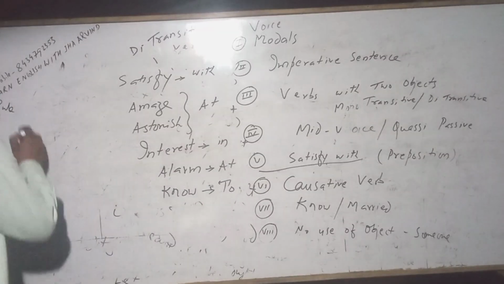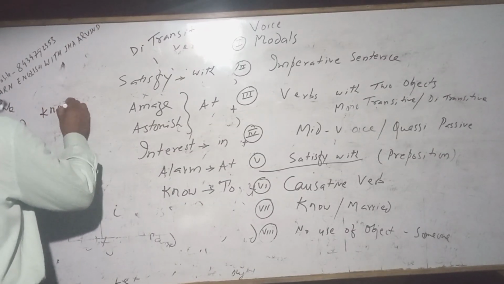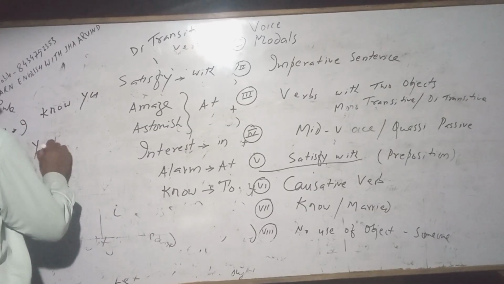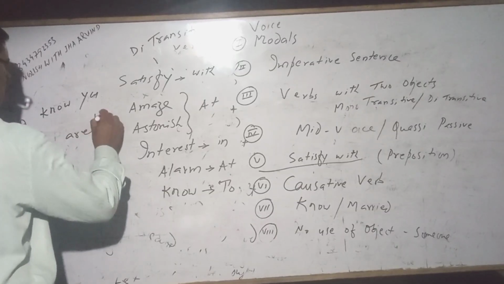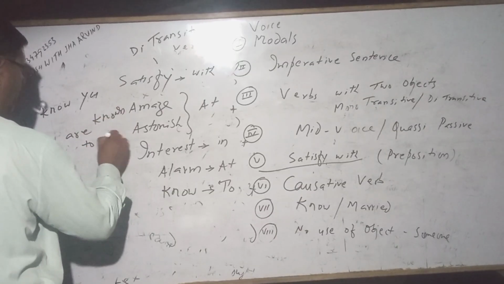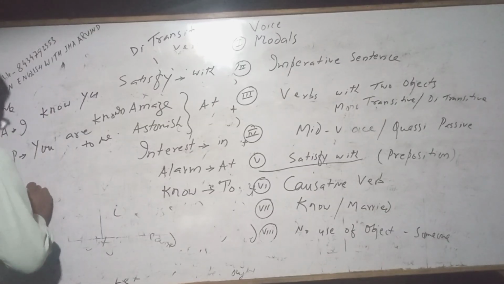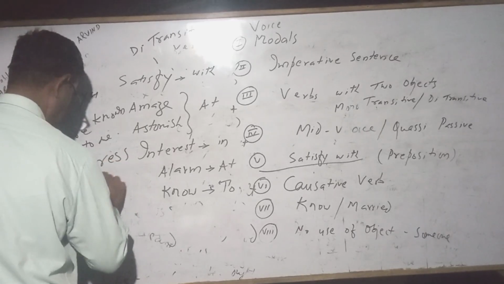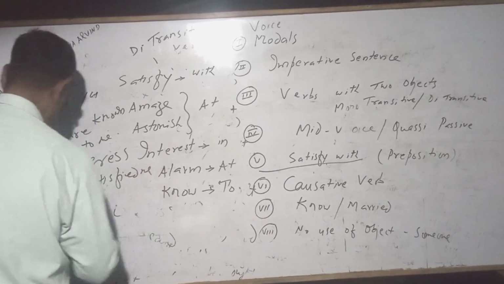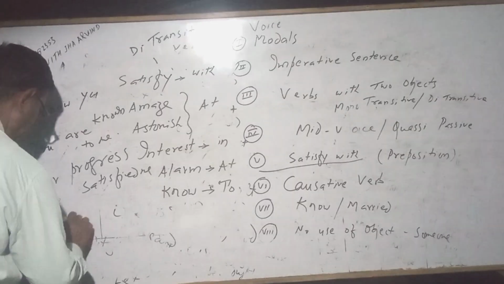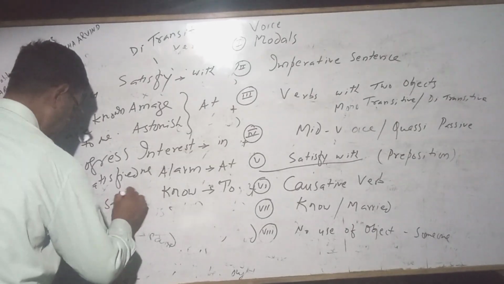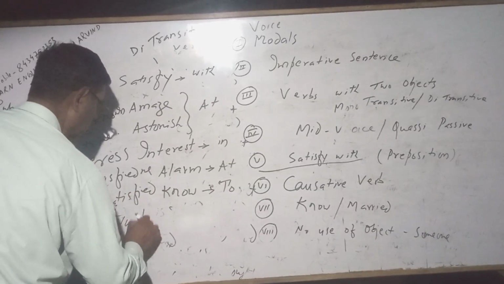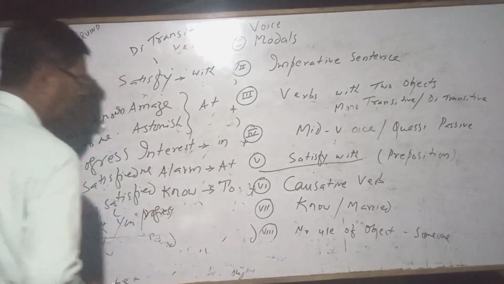For example, I know you. This is a sentence of simple present passive. You are known to me. Next sentence. Your progress satisfied me. Passive. I was satisfied with your progress. In this way, you can do it.